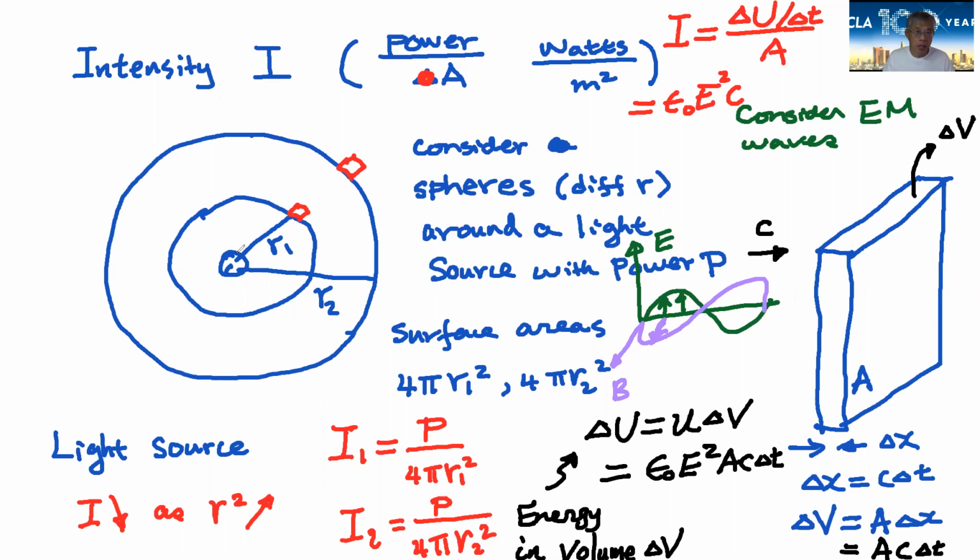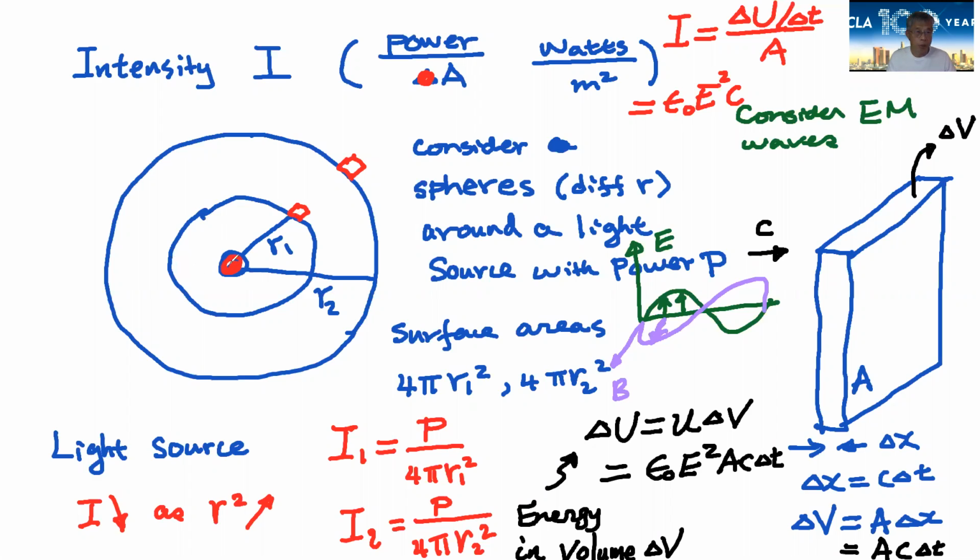So if we consider a light source, this is a light source here. And then you have the sphere. So this is a 3D sphere. We didn't draw it, but this is a 3D sphere with R1 and R2 radius. And they have a different surface area here and here. They are 4 pi R1 squared, according to the formula for the surface area of a sphere, and 4 pi R2 squared.